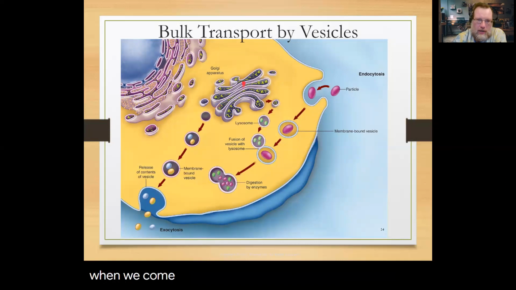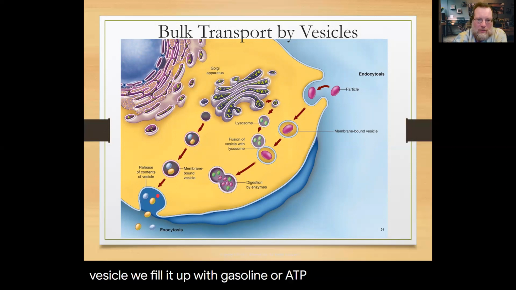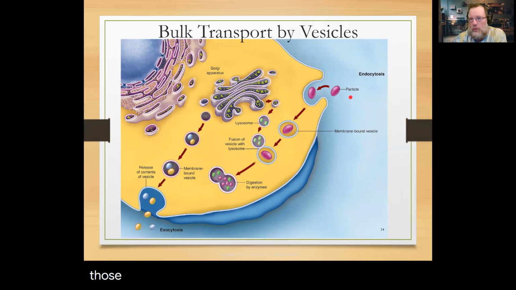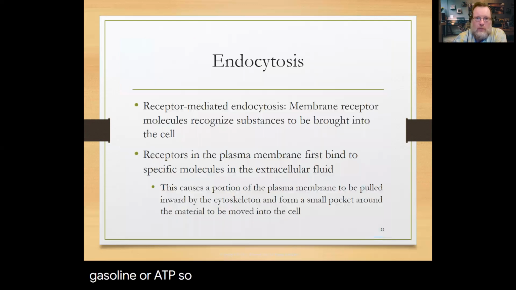And then when we come over here, we run it through some protein synthesis. We have maybe an enzyme or a hormone or some sort of protein that needs to be delivered out of the cell, like a collagen fiber. We put it in another vesicle. We fill it up with gasoline or ATP, and we deliver it out. They call that exocytosis. So endo is eating, exo is exiting. So both of those require a transport vehicle or a vesicle, and all vehicles require gasoline, or ATP. So that's where we're going to see that.